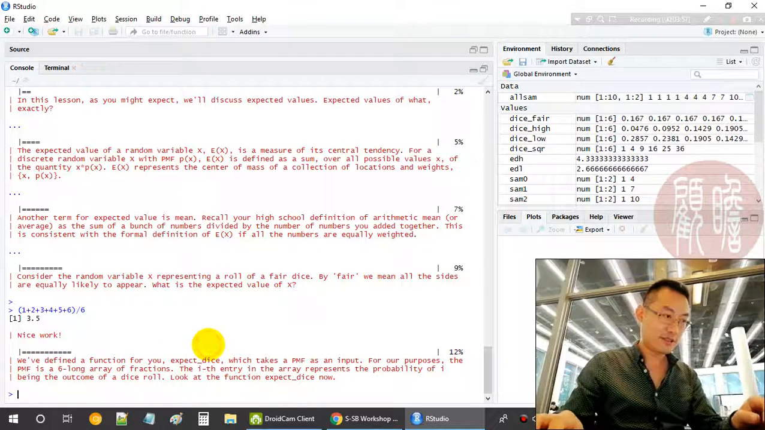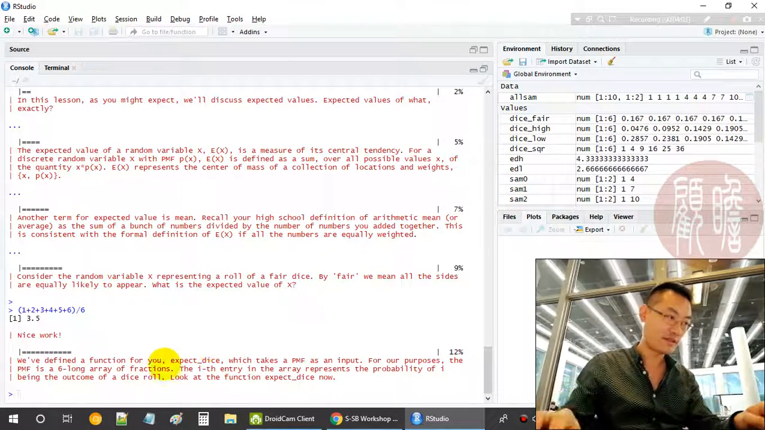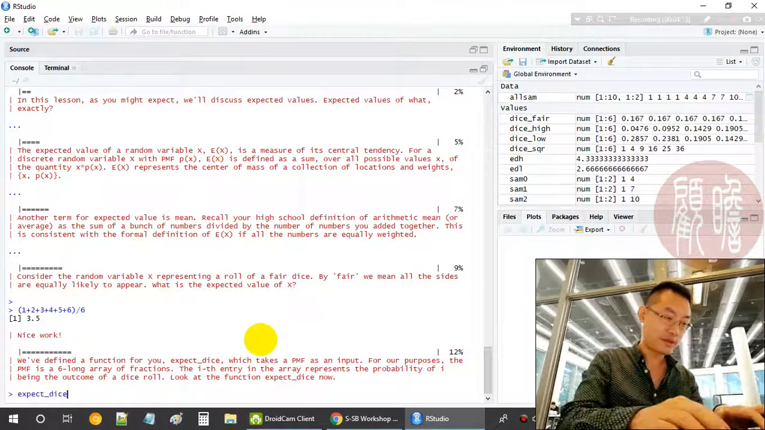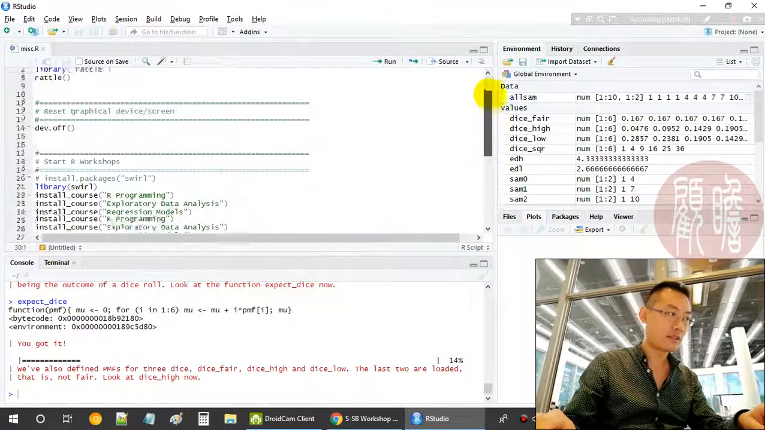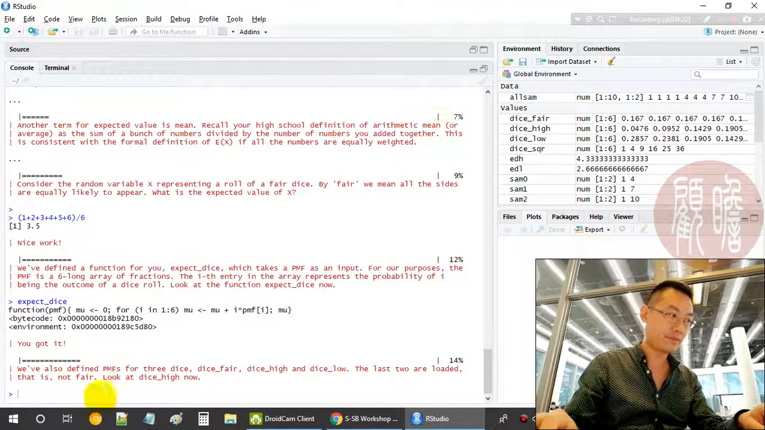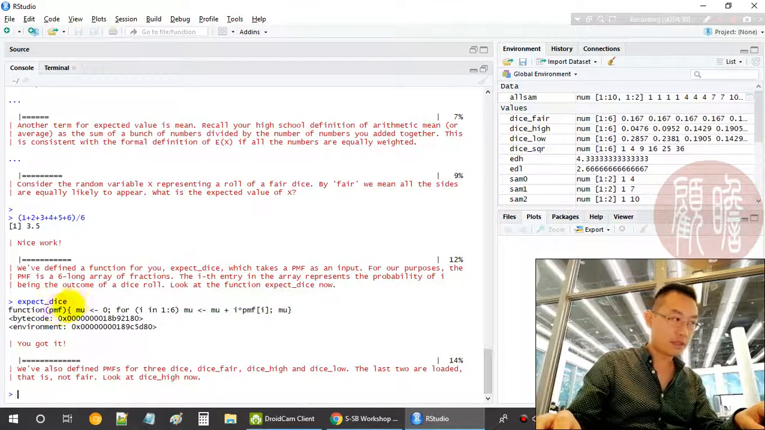The function expect dice, which takes a probability mass function as input, for our purpose is a six-long vector of fractions. The ith entry represents the probability of i being the outcome of the dice roll. Let's look at this function. Okay, this is the expected dice function. It sets the mean value equal to 0, then for i in 1 to 6, adds i times PMF(i) to mu.